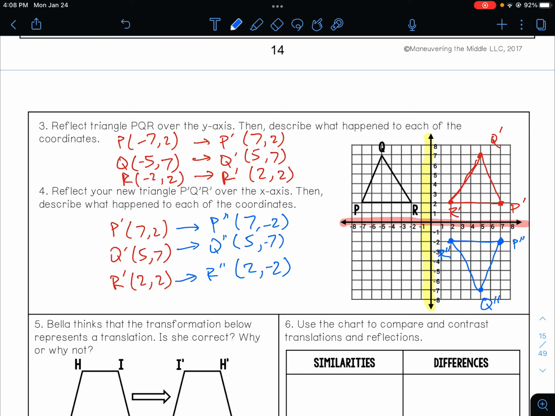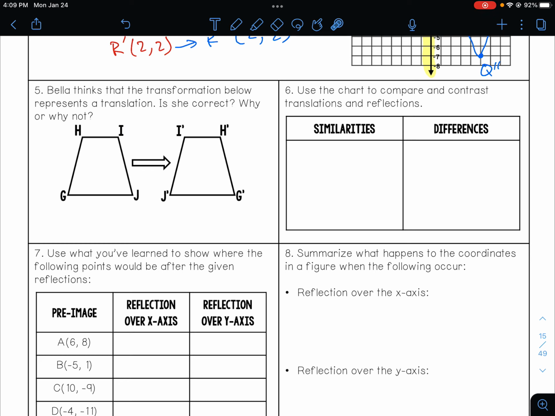All right, let's answer the next question. Bella thinks that the transformation below represents a translation. Is she correct? Why or why not? Well, let's see. H, A, B, C, F, G, H, I, J. So a translation means we just move it. Everything still stays the same. We should still have G, H, I, J, but we don't. It looks like it's flipped like a mirror image. So it starts off with J, I, H, G. So is she correct? No. The points are flipped. Vertices or points are flipped or changed.